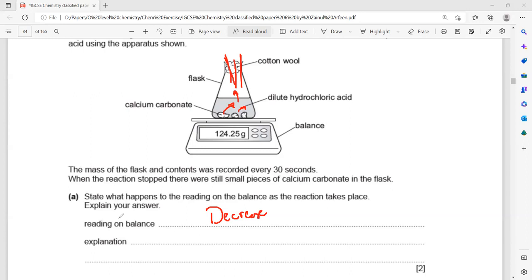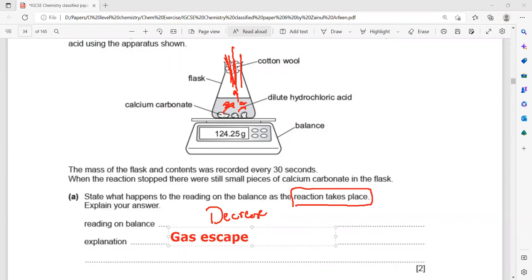So we have to explain what happened to the reading on the balance as the reaction takes place. When the reaction is taking place, the calcium carbonate reacts with hydrochloric acid, giving calcium chloride, which will dissolve here. Water is there, and carbon dioxide is a gas which is given off. So the mass will decrease, and the reason is that the gas escapes, or carbon dioxide escapes. You cannot mention that the solid dissolves, because in some cases a solid dissolves but it won't change the mass unless a gas is given off. When the gas is given off, that's why the mass is decreasing.